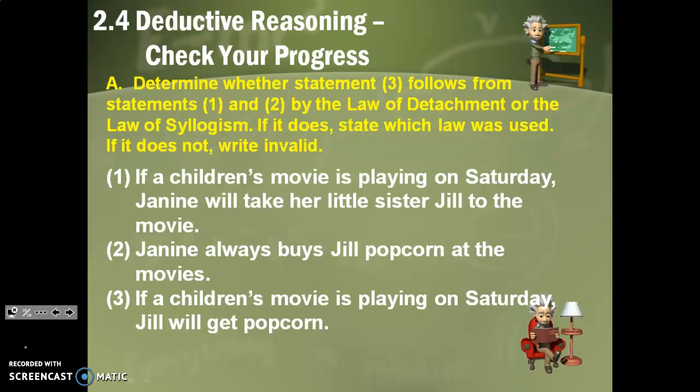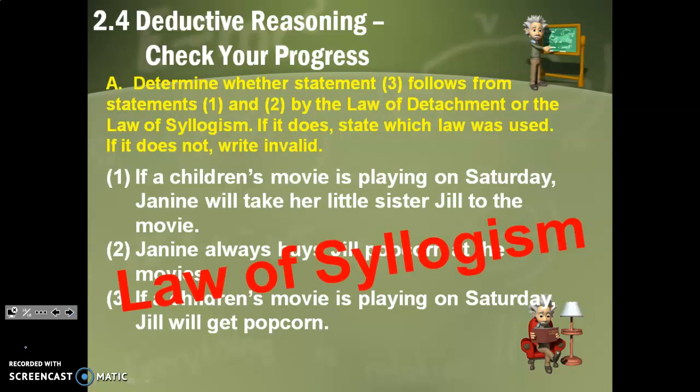And this one I always think of because it applies to me too. If a children's movie is playing on Saturday, Janie will take her little sister Jill to the movie. Janie always buys Jill popcorn at the movies. So if there's a children's movie playing, they'll go. If they go, then they'll get popcorn. So if the children's movie is playing, Jill will get popcorn because they're going to go. So again, this is law of syllogism. P implies Q, Q implies R. Well, then we know if P happens, R is going to happen.